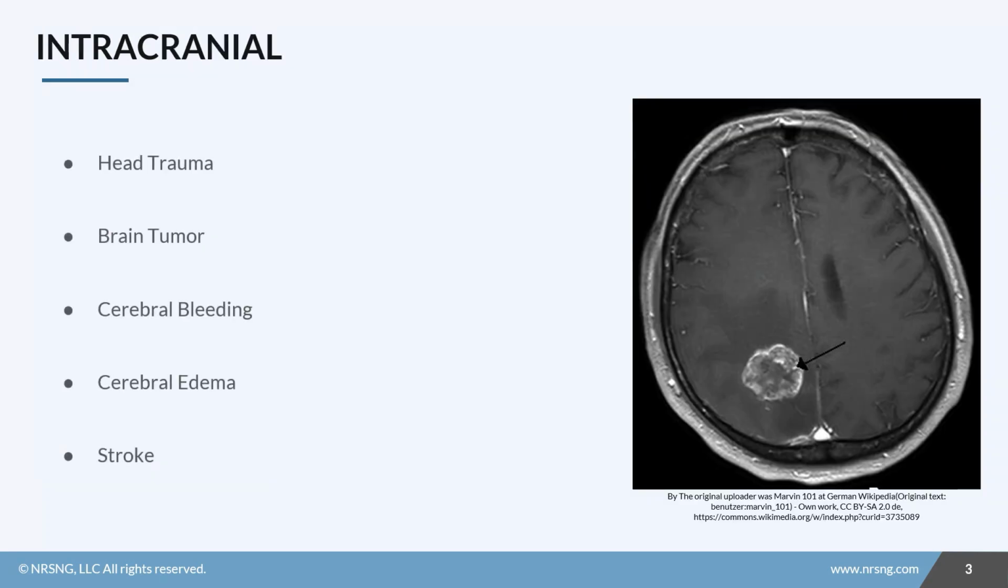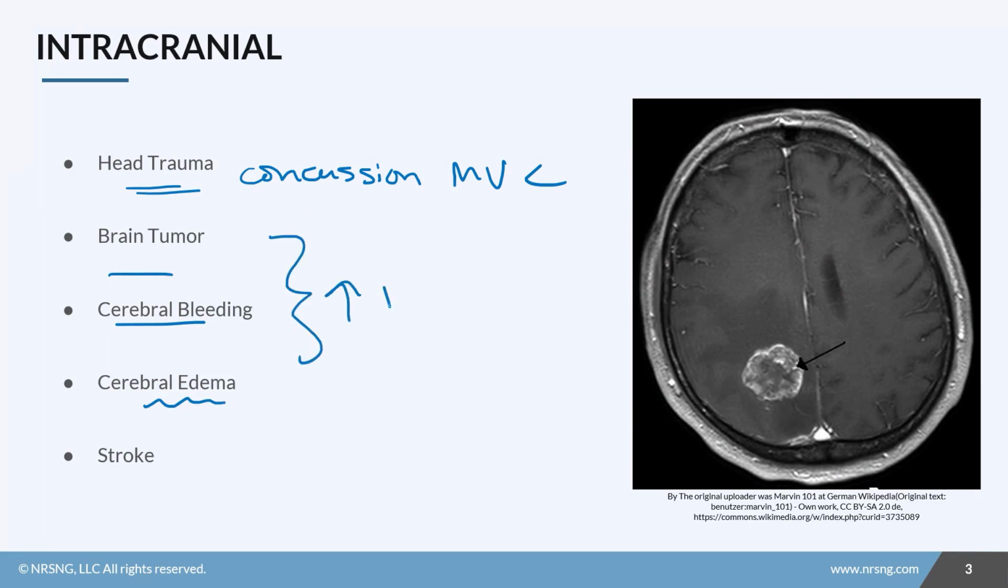Now, the reality is that any condition that affects the brain and the neurons can cause seizures. So this includes things like head trauma, like concussions, or any kind of car accident, a motor vehicle collision. Also things like brain tumors or bleeding on the brain, as well as any kind of swelling within the brain tissue. All of those things are going to cause increased intracranial pressure. They're going to put pressure on the nerves and the neurons, and they can potentially cause seizures.